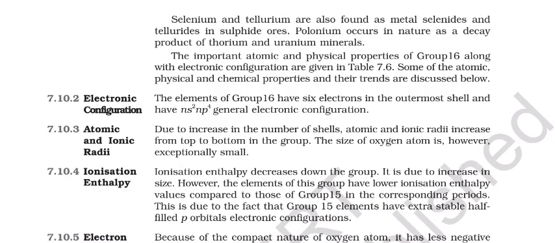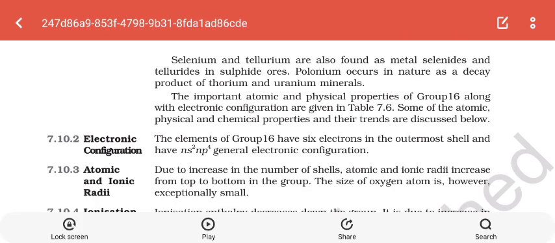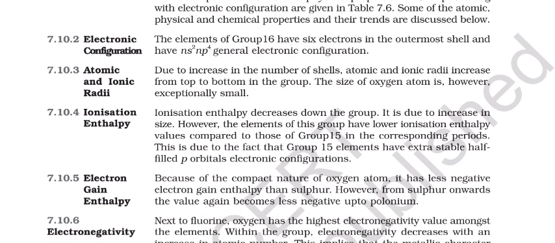However, the elements of this group have lower ionization enthalpy values compared to those of group 15 in the corresponding periods. This is due to the fact that group 15 elements have extra stable half-filled p orbital electronic configuration. Electron gain enthalpy. Because of the compact nature of the oxygen atom, it has a less negative electron gain enthalpy than sulfur. However, from sulfur onwards, the value again becomes less negative up to polonium.